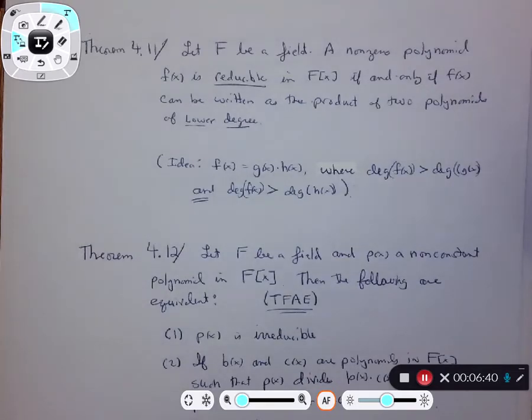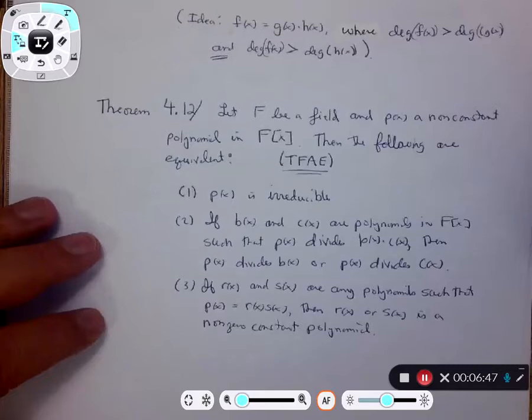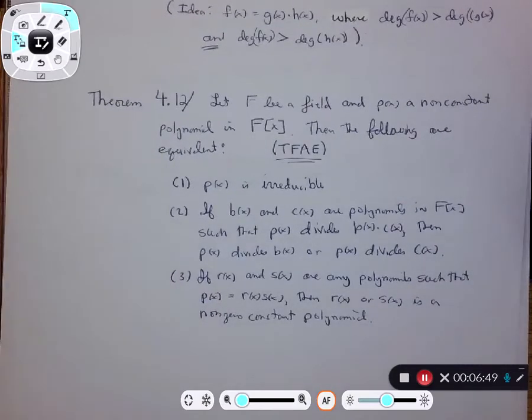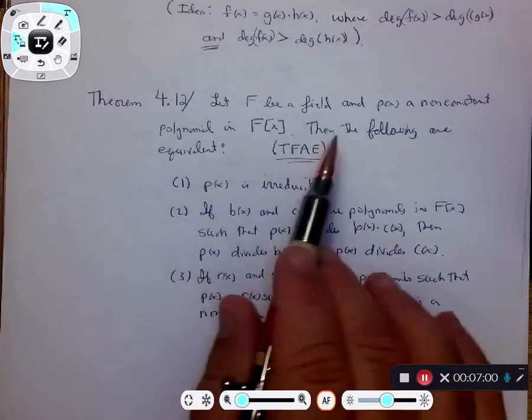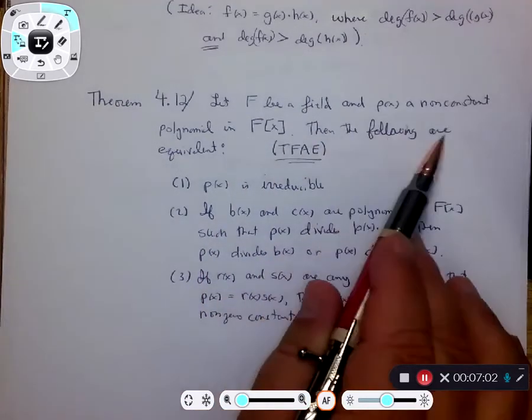So take a look at your next theorem, and then again, the key to math is catch a pattern. So Theorem 4.12. This is kind of a big theorem, so let's take a look at it. Theorem 4.12 says this. Let F be a field, and p(x) a non-constant polynomial in F[x]. Then the following are equivalent.